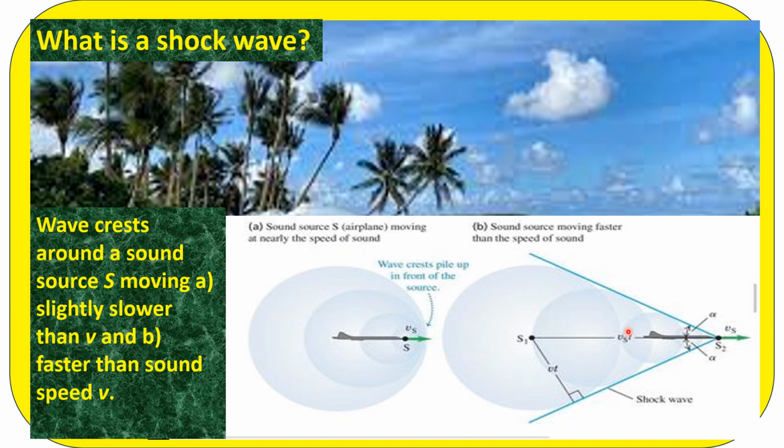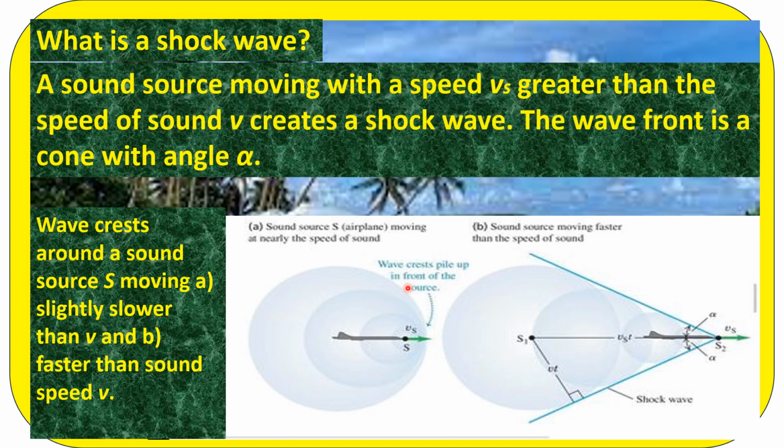And from the right triangle shown in figure B, we can see that the sine of the angle alpha is just equal to Vt, or V times t, divided by Vs times t. Or we can say that the sine of the angle alpha is equal to the speed of sound over the speed of the source or the airplane.